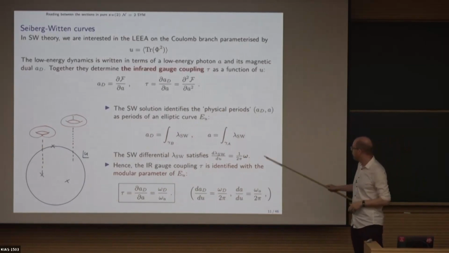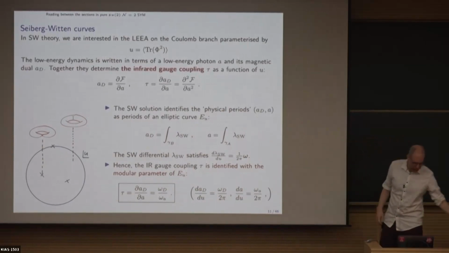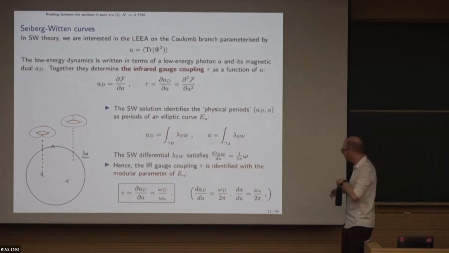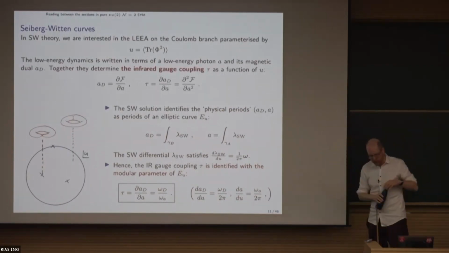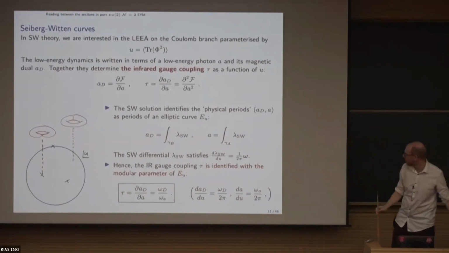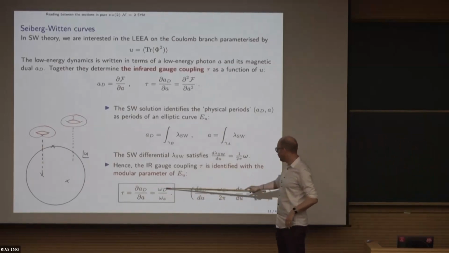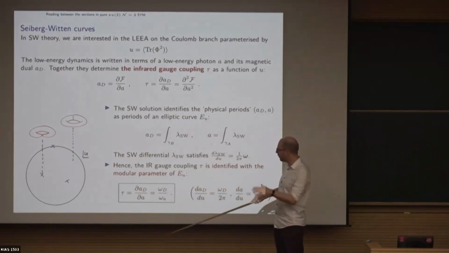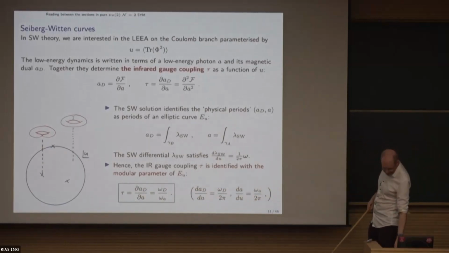Omega is also a one form. Here it is just the unique holomorphic one form, up to a scaling, on the elliptic curve. So this infrared gauge coupling, as I said, is identified with this modular parameter, little omega D over omega A. I will call, as we will see in a picture in a second, the B and A cycles of my elliptic curve, a torus for now.